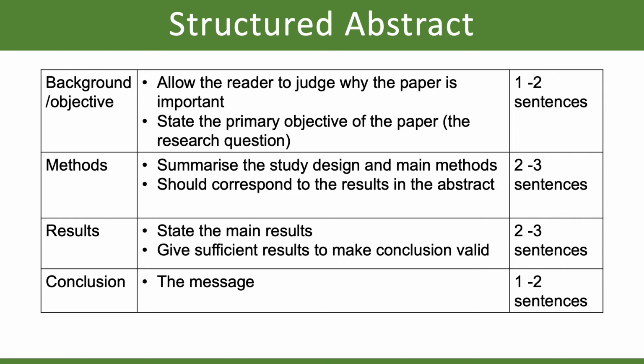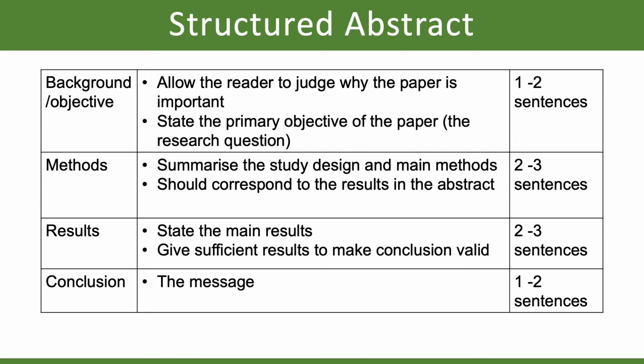This is followed by the methods section, which should summarize the study design and the main methods, and this should correspond to the results in the abstract. This section should normally be 2 to 3 sentences. The results section should state the main results, and this should give sufficient results in order to make the conclusion of the study valid, and this should be 2 to 3 sentences.